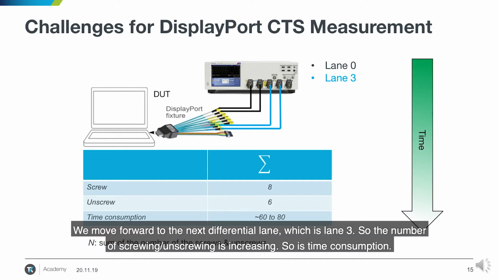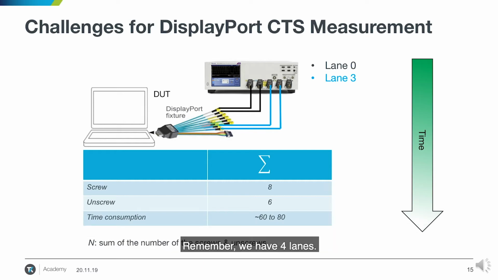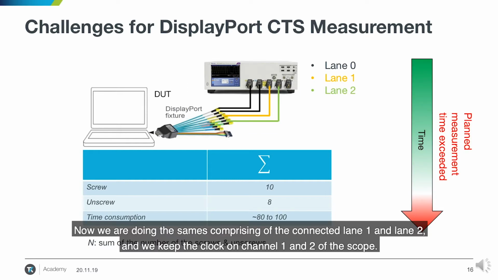We move forward to the next differential lane, which is lane 3. So the number of screwing and unscrewing is increasing, and so does the time consumption. Remember, we have 4 lanes. Now we are doing the lanes comparison. Now we connect lane 1 one leg and lane 2 another leg to the scope, and we keep the clock on channel 1 and 2 of the scope.